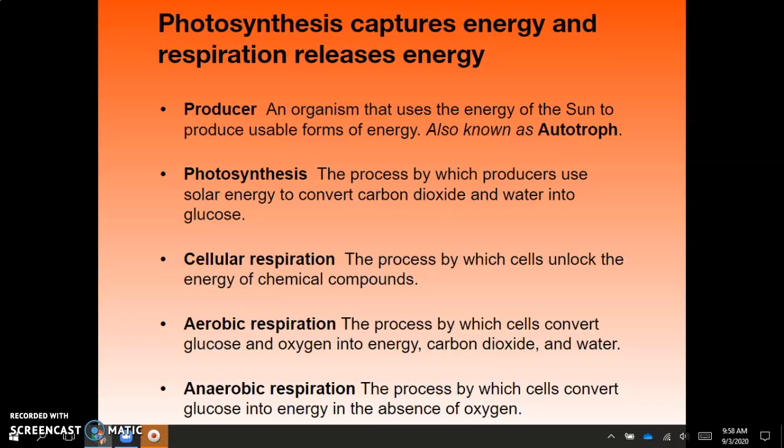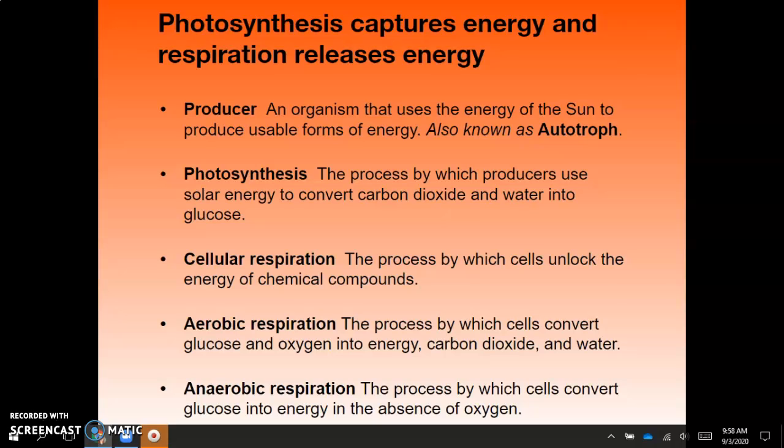So let's review photosynthesis and respiration. Remember, photosynthesis captures energy and then respiration releases it. We just need to review a few things here. A producer is an organism that uses the energy from the sun to produce usable forms of energy. These are also known as autotrophs, so they make their own food. Remember, we cannot get energy from the sun and use it as our own, so we can't just absorb radiation and convert it to usable energy. We have to get our energy from what we eat.